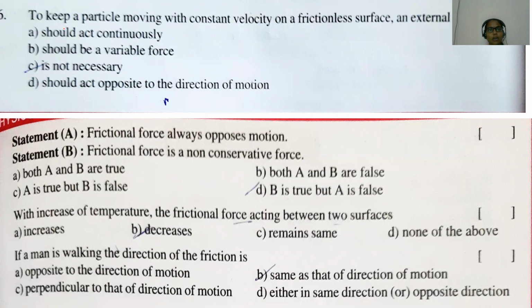See children, here it is given that to keep a particle moving with constant velocity on a frictionless surface, an external force is not required, right? If there is friction, suppose a ball is there and you roll the ball on the floor, because the floor has friction, after moving some distance the ball comes to a stop, because friction acts from the opposite direction to stop the ball. Suppose imagine there is no opposing force at all. Then the ball will keep on moving only.